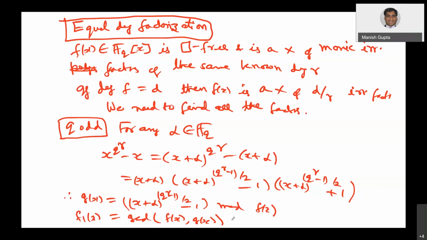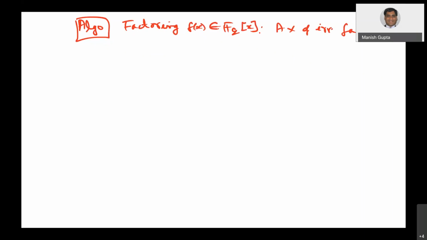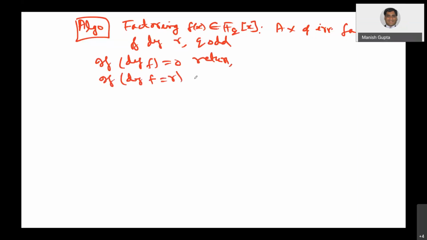In fact, I can write down the algorithm now properly. So here's the algorithm. We are factoring f(x) in Fq[x], a product of irreducible factors of degree r. Q is odd, then the algorithm is given. If the degree of f is 0, then nothing. If the degree of f is r, the output is f(x).